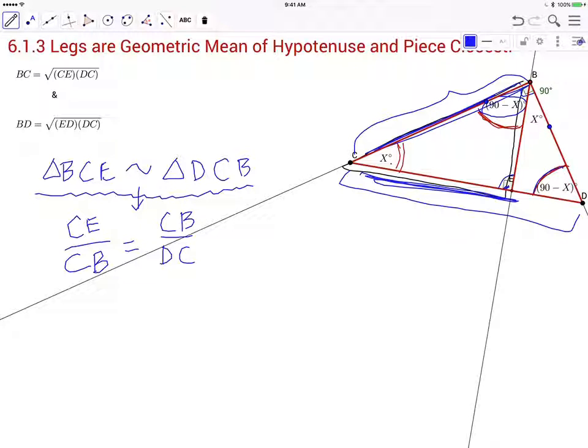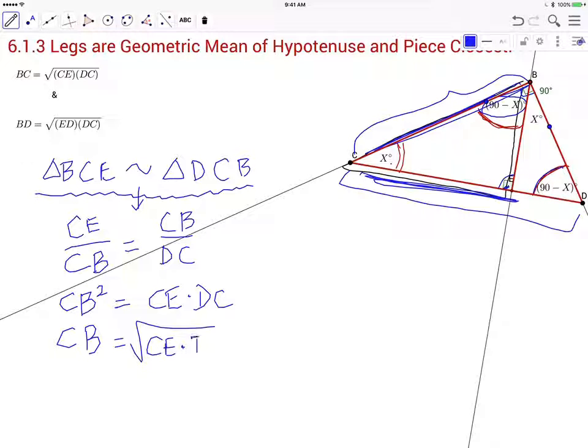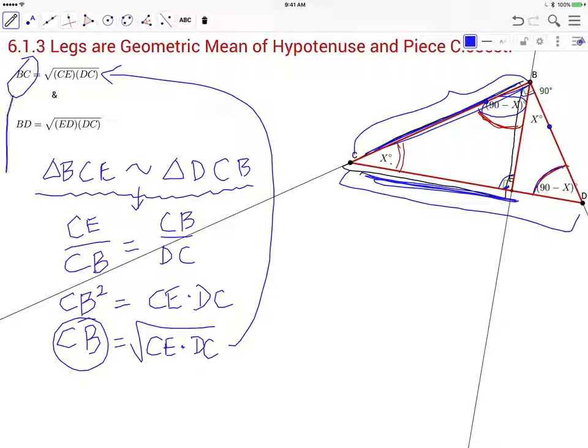You can see here that when I cross multiply, CB squared is equal to CE times DC, and therefore CB is equal to the square root of CE times DC. Now that matches almost perfectly with the statement, and I've just not kept a similar structure, but these are the same length. Okay, so that proves the first one. Might be helpful just to say a little bit about the second one. Let's try to see if we can show that one.